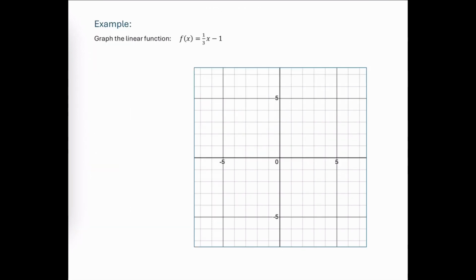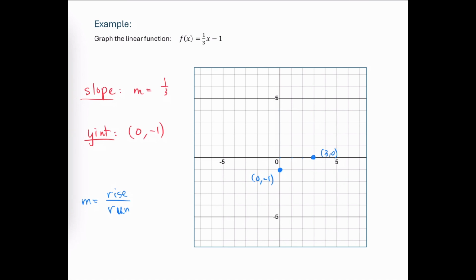Let's do one more quick example, and here we can see that the slope of the line is the coefficient 1/3, and the y-intercept of the line is the constant value negative 1. We can write that as an ordered pair, (0, -1), and that's the point where we start. It's the only point that we know is on the line at this stage. So starting at (0, -1) and labeling our ordered pair, we're going to travel up 1 and then to the right 3. Remember, the slope is rise over run. So up 1 unit, right 3 units, we land at the ordered pair (3, 0).